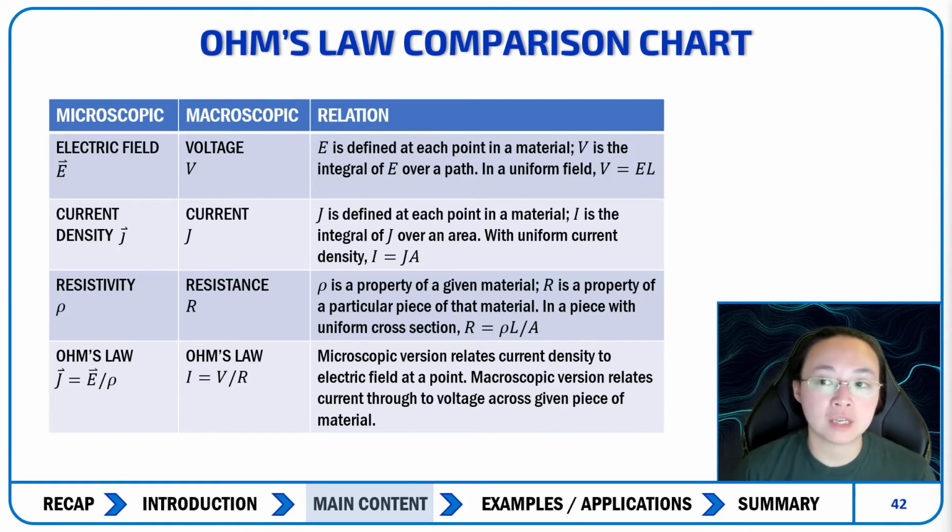So now we can have a comparison chart between the microscopic and macroscopic views of Ohm's law and the different parameters within. So let's go through a comparison. We have the microscopic view of the electric field, and E is defined at each point in a material. But when we're looking at the macroscopic view, we don't look at the electric field anymore. We look at the integral of the electric field over a path, which is known as V, because V is equal to EL. So what is the condition for a macroscopic view? It's the fact that we should probably have a uniform field in order to define what the voltage is.